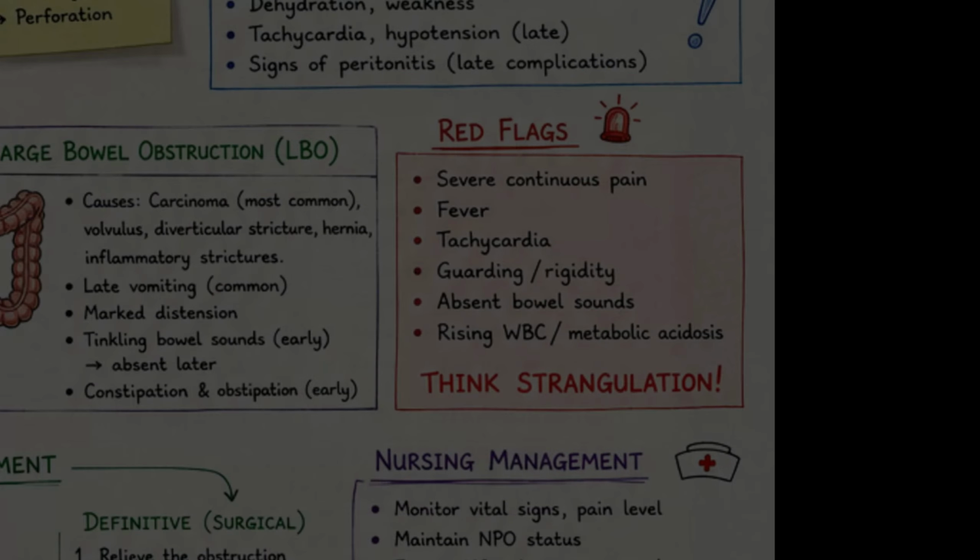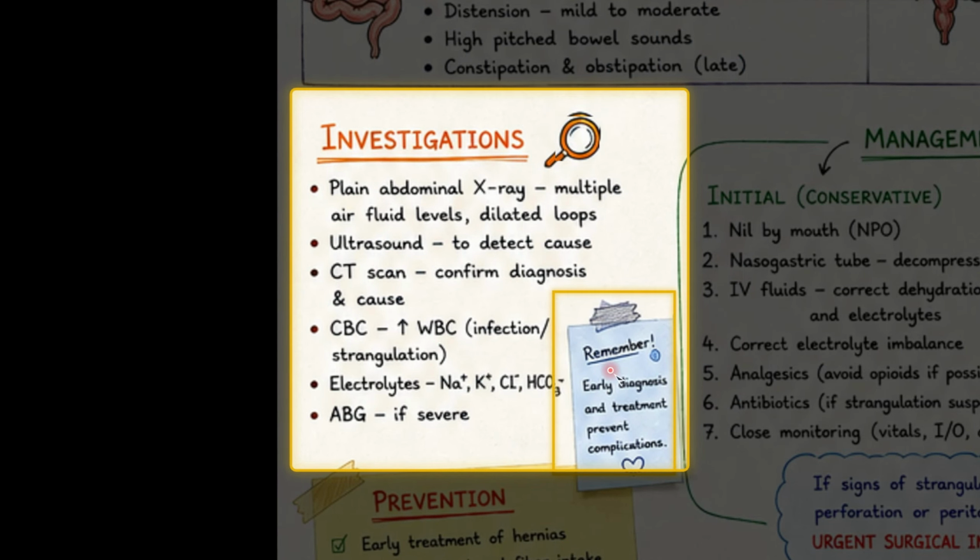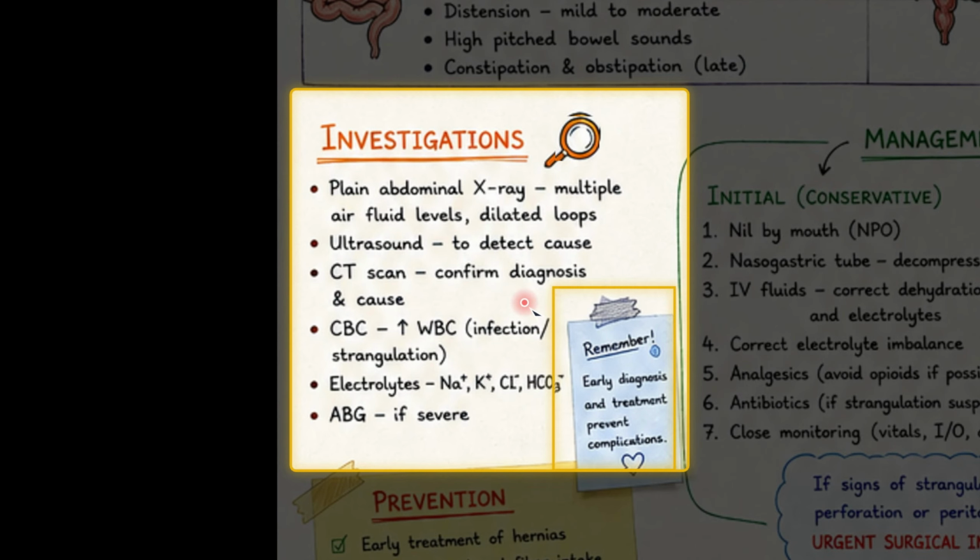A systematic diagnostic evaluation must be initiated instantly. Plain upright abdominal radiographs are the initial screening modality, revealing classic stepladder dilated bowel loops and multiple intraluminal air fluid levels. Abdominal ultrasound can assist at the bedside in detecting structural causes or free fluid.